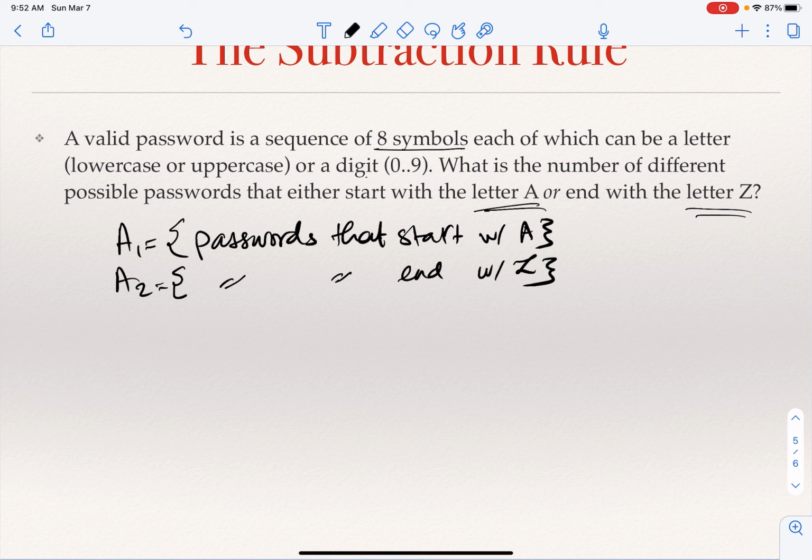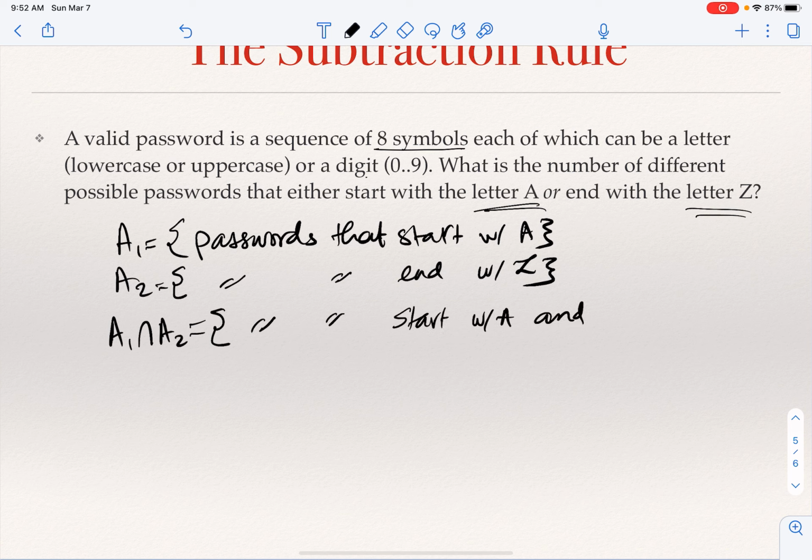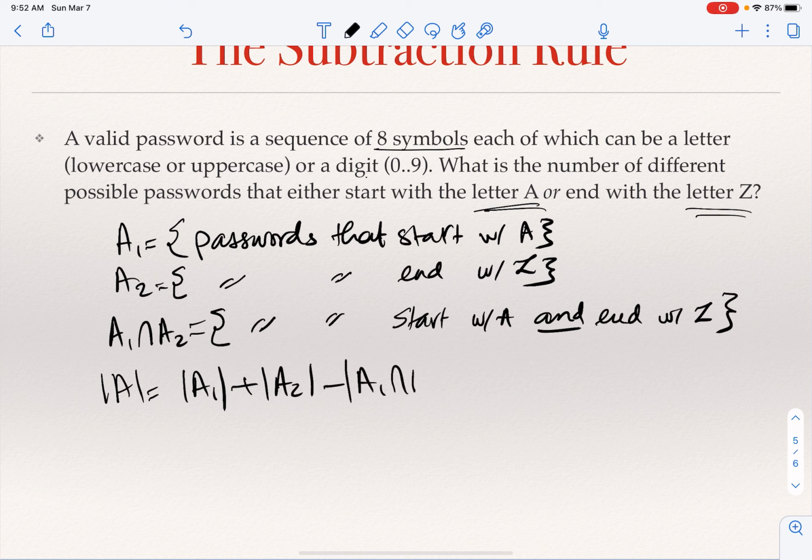A1 and A2 are not disjoint. Why? Because A1 intersection with A2 is the set of all passwords that start with A and end with Z. Okay? So now if I want to look at the cardinality of A, I need to compute the cardinality of A1, the cardinality of A2, and then subtract the cardinality of the intersection. This is the subtraction rule.